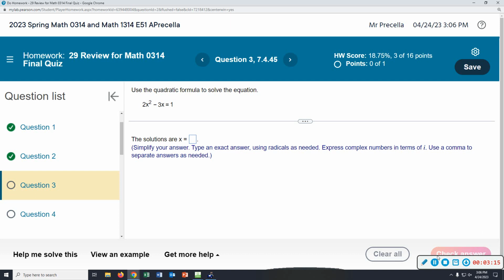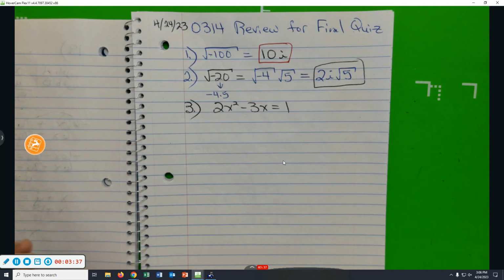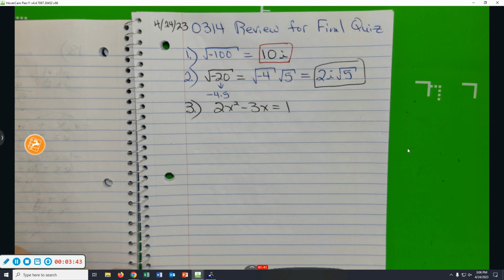Use the quadratic formula to solve the equation. Okay, this is number 3. 2x squared minus 3x equals 1. How many times did y'all use the quadratic formula this semester? Too many. A lot of times. And now, there's only one correct first step.